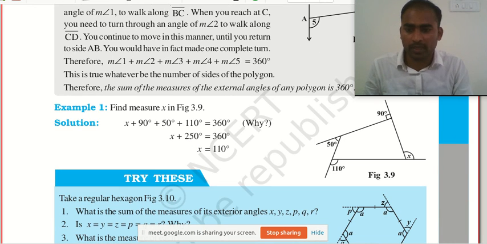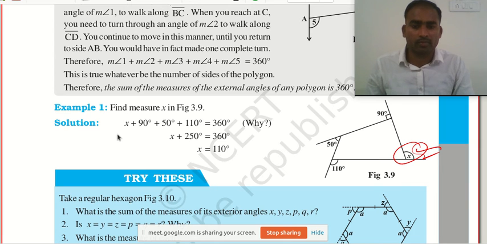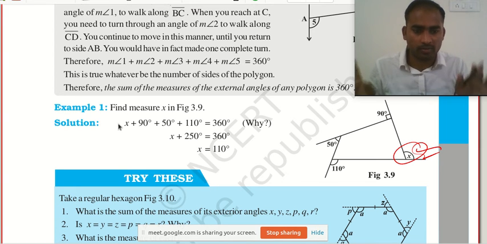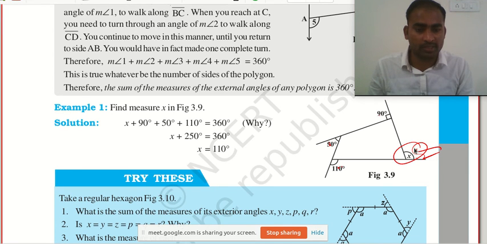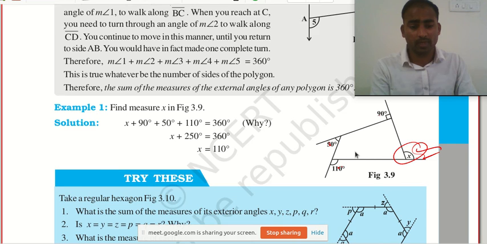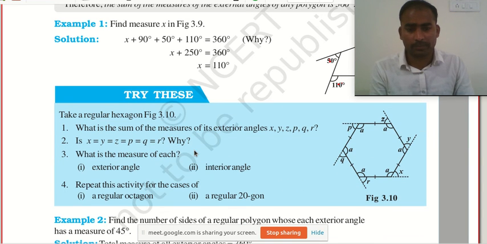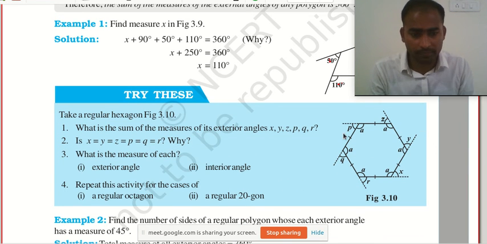Understood? Yes, sir. Next, please find the value of this x here. You are able to find this x now. Because the sum of all the exterior angles of a quadrilateral is equal to 360 degrees, 90 plus 50 plus 110 plus x is equal to 360 degrees. We can find the value of x. And I already told you, next is the hexagon.